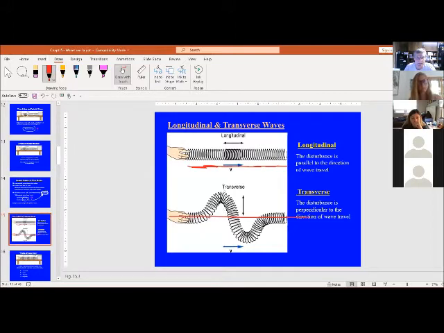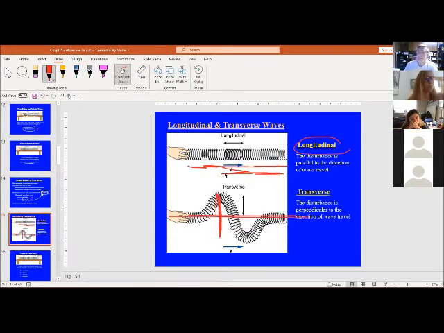A transverse wave oscillates up and down. See, this one's oscillating back and forth in the direction of motion. That's longitudinal. Transverse kind of even sounds like it. It oscillates perpendicular to its motion. Its motion is this way, but it oscillates up and down.